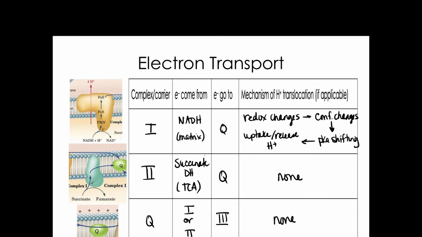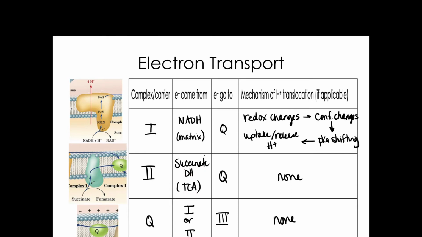What happens in this protein complex to allow us to translocate protons is we have redox changes. Redox changes cause conformational changes. Conformational changes shift pKa's, and when we shift pKa's, that allows us to either take up or release protons. So again, we're going to take up protons from the matrix, and then we're going to ultimately deliver them to the inner membrane space.